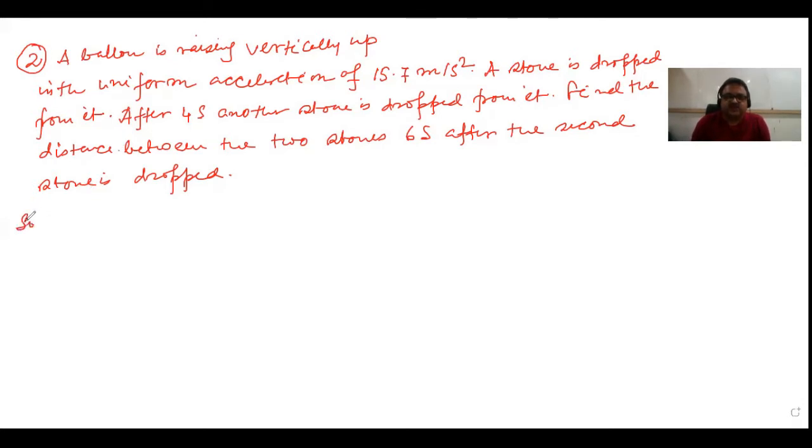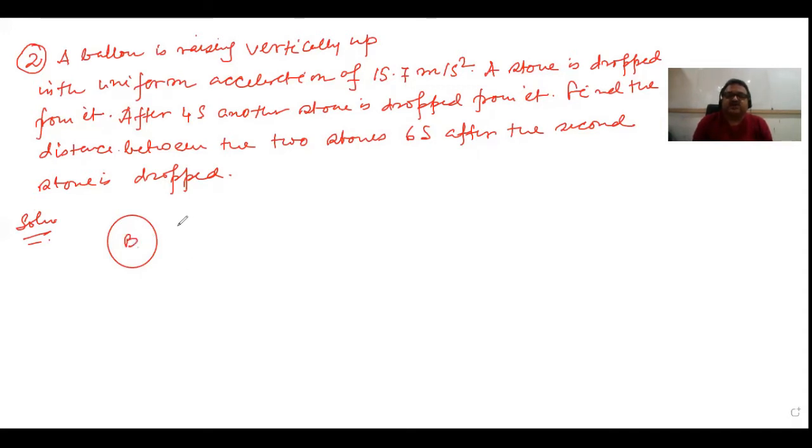So let me solve this question with the help of relative motion. Okay. So let's assume everything from the viewpoint of the balloon, correct? So this is the balloon.